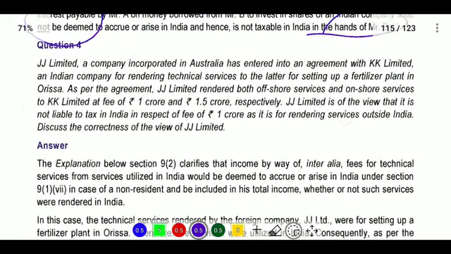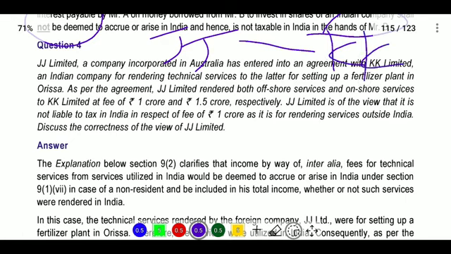Next, JJ Limited, a company incorporated in Australia, has entered into an agreement with KK Limited. So JJ Limited is there and KK Limited is there. Both are in agreement. For what purpose? Rendering technical services to the latter for setting up a fertilizer plant in Orissa. As per the agreement, JJ Limited renders both offshore and onshore services to KK Limited at a fee of 1 crore and 1.5 crore respectively. JJ Limited is of the view that it is not liable to tax in India in respect of the fee of 1 crore as it is rendered outside India. Discuss the correctness of the view of JJ Limited.